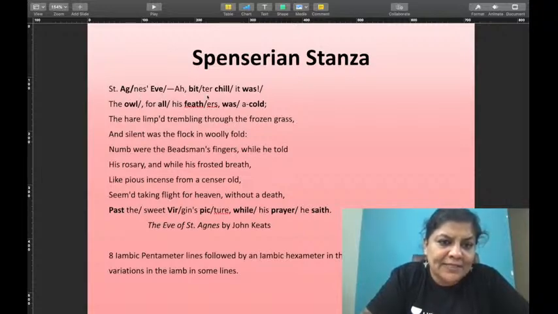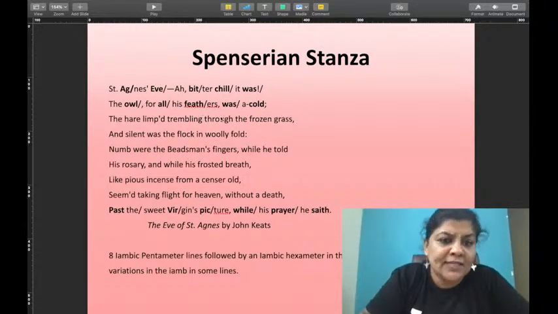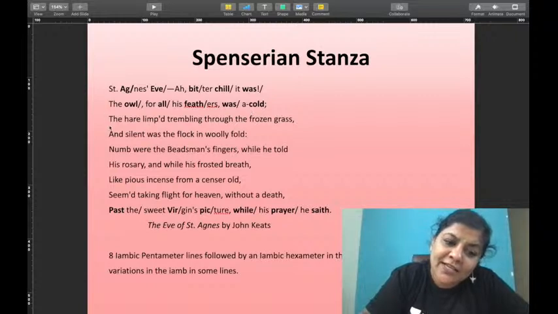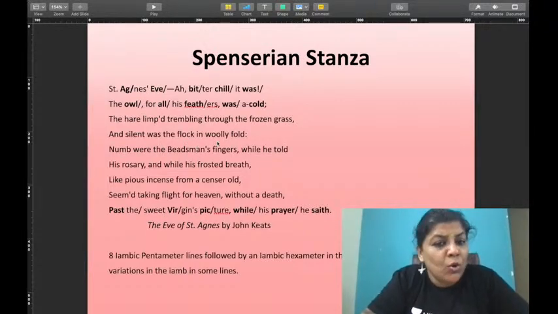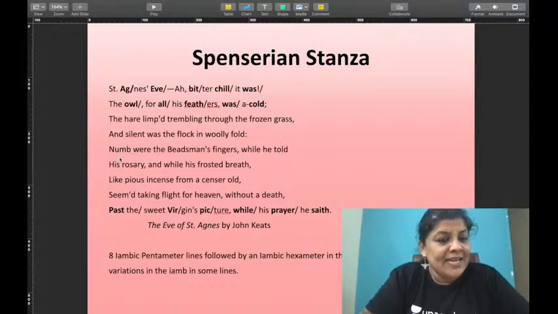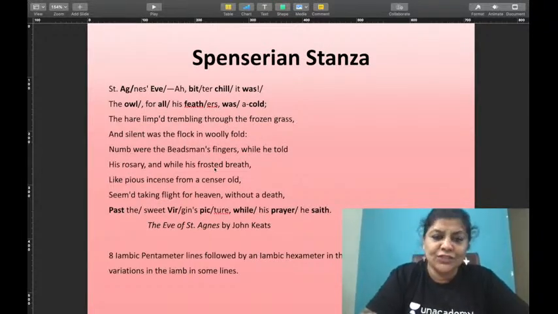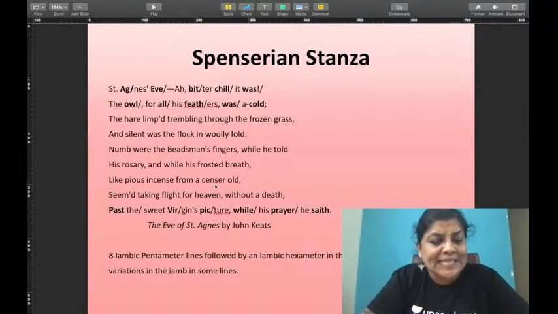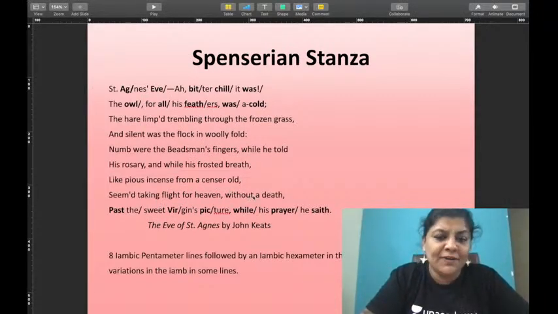Saint Agnes Eve, a bitter chill it was. The owl for all his feathers was a-cold. The hare limped trembling through the frozen grass, and silent was the flock in woolly fold. Numb were the beadsman's fingers while he told his rosary, and while his frosted breath, like pious incense from a censer old, seemed taking flight for heaven without a death.